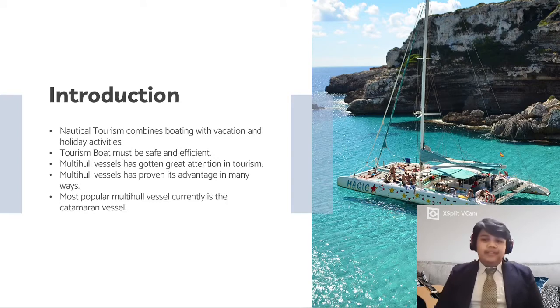We can see multi-hull vessels being used for tourism such as island hopping, sea cruising, and many more. Multi-hull vessels have proven their advantage in many applications, and finding out the main criteria for this advantage is important to show the significance of this hull design. The most popular multi-hull vessel currently is the catamaran vessel for tourism. The catamaran is a vessel that has two separated hulls and its deck in the middle, as you can see in this picture up here.